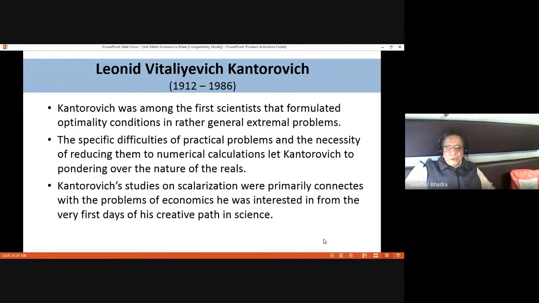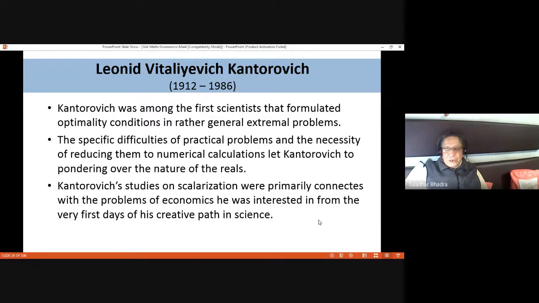Kantorovich was among the first scientists who formulated optimality conditions in rather general extremal form. Extremal means maximum and minimum. The scientific difficulties of practical problems and the necessity of reducing them to numerical calculation led Kantorovich to pondering over the nature of the rays. The Kantorovich studies on scalarization were primarily concerned with the problems of economics.